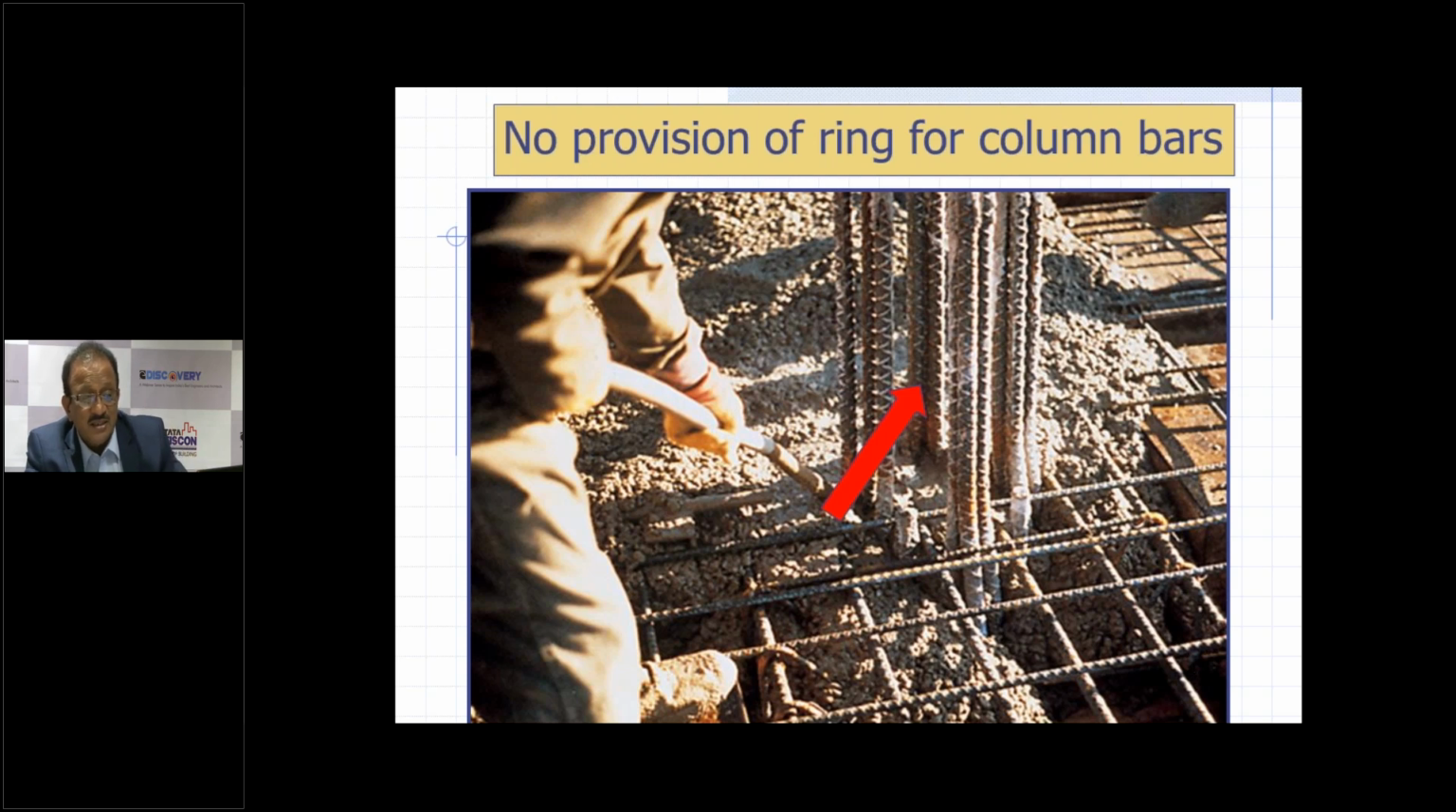Now what we are discussing is some do's and don'ts, and we are seeing some practical slides which I have taken from the site where some bad construction practices have been followed. At some places, some good construction practices have been followed. So I have tried to capture all this together.